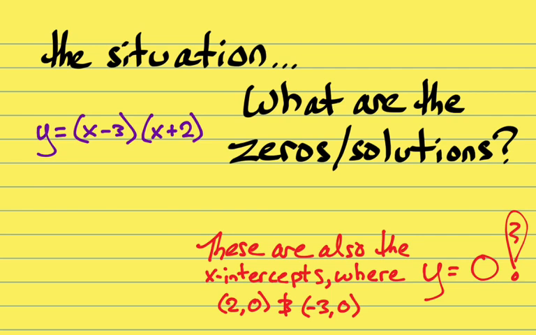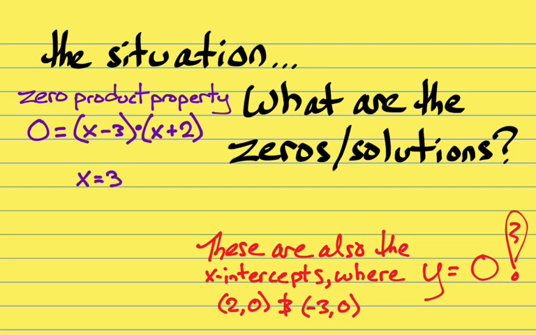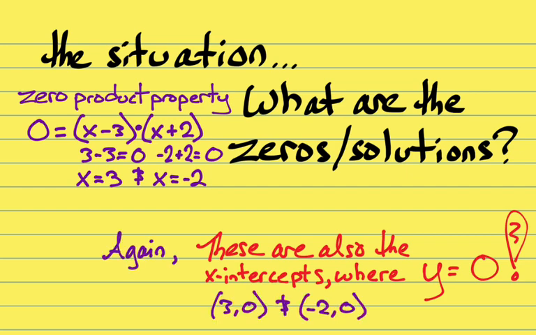Now here's another situation. What if I showed you this factored quadratic and asked you the same question, what are the zeros? Well, you should first change y to a 0 and then use the zero product property, which means if two binomials are multiplying together, then whatever x values make them 0 are the solutions. In this case, x equals 3 makes this binomial equal to 0, and negative 2 makes the other one equal to 0. And again, these answers are the x-intercepts, since we got them by setting the y value equal to 0.